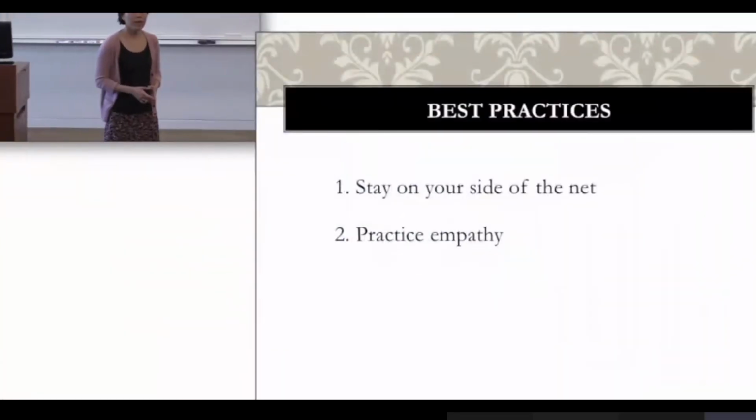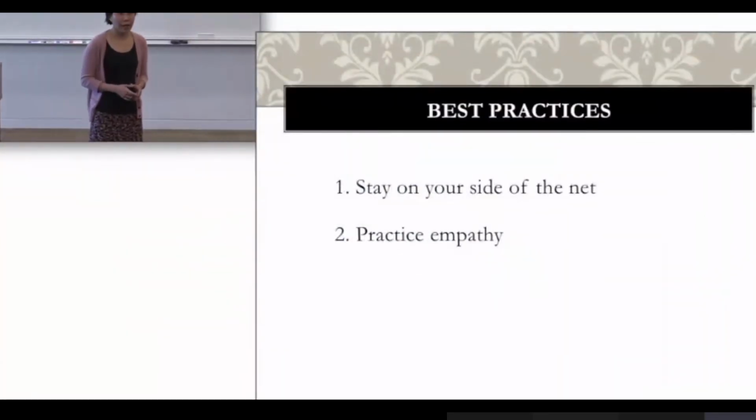There are 4 important words that you all need to remember. It's not your fault. It works wonders. Try it next time. It might save your life. The second tip is to practice empathy. Here at Stanford, we talk about empathy all the time. But the key is to practice, practice, and practice.